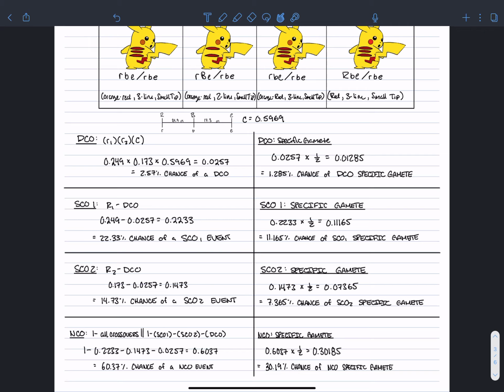To calculate the SCO1, I subtracted the DCO measurement from the last calculation, 0.257, from the R1 measurement, 0.249. I did this to eliminate the crossover at the second locus from this calculation and got 0.2233. I then took that number and divided it by 2 to get the probability of a specific SCO1 gamete, which turned out to be 11.165% for each of the 2 gametes in the single crossover event in the R1 to occur. This concludes my submission for Video Exam 2.